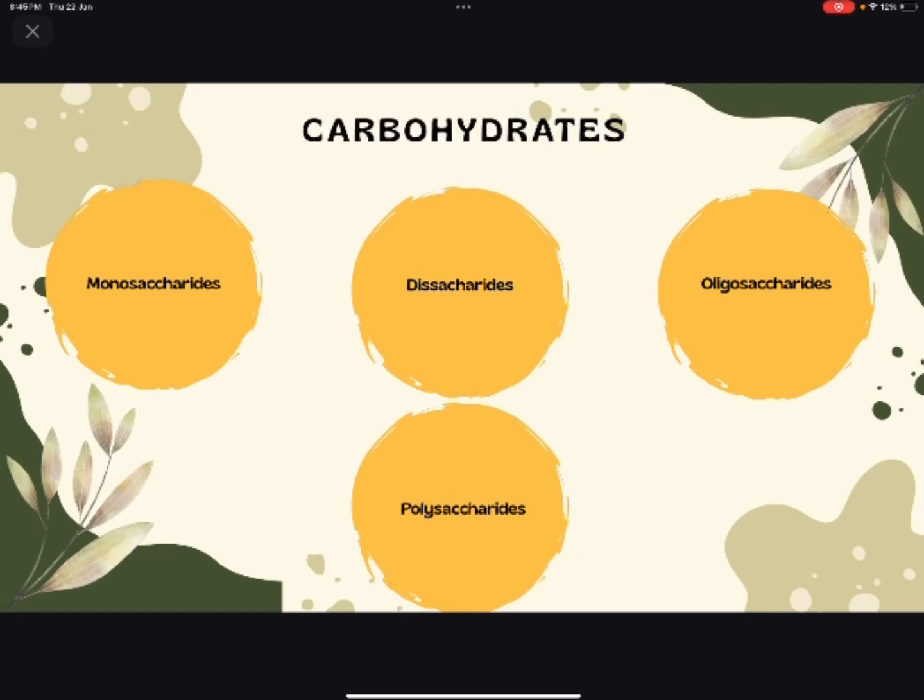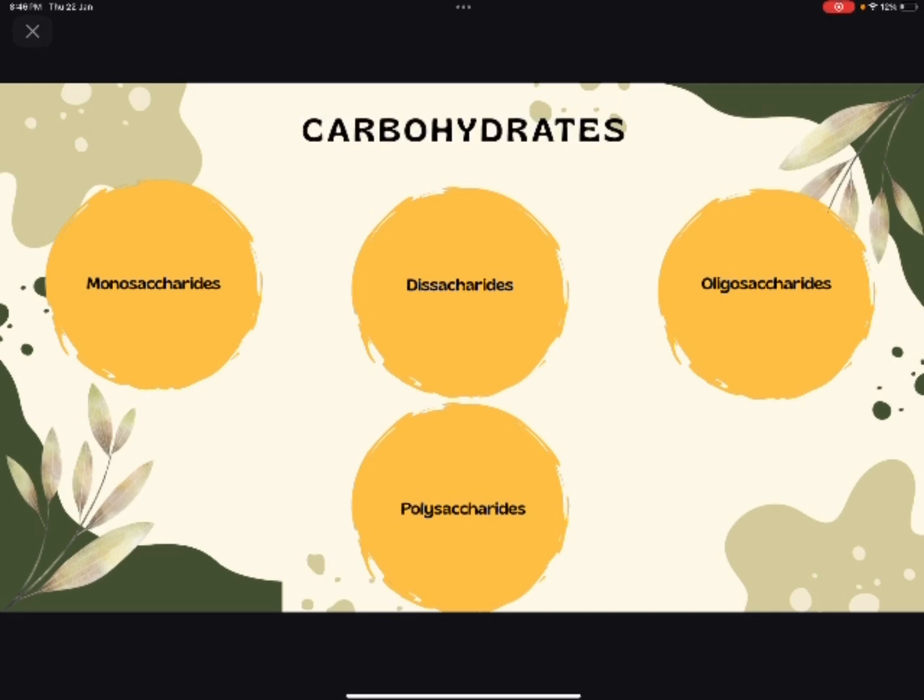Moving on, we have disaccharides, which are two monosaccharides linked by a single glycosidic bond. An example would be sucrose, wherein you have a combination of glucose and fructose, or lactose, where you have a combination of galactose and glucose.